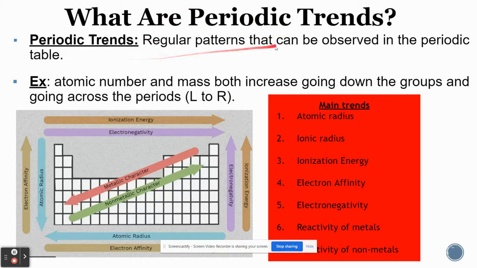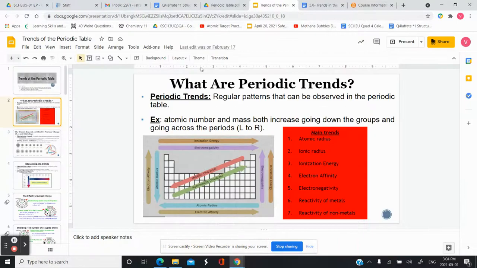So essentially all trends are repeating regular patterns that you can observe in the periodic table. And the simplest example you can think of is probably the atomic numbers and the masses. Atomic numbers increase as you go from left to right, and same thing with mass. As you go from left to right, the atomic number increases, and also when you go down a group, those numbers increase. Let me just show you what I mean by that in the periodic table over here.